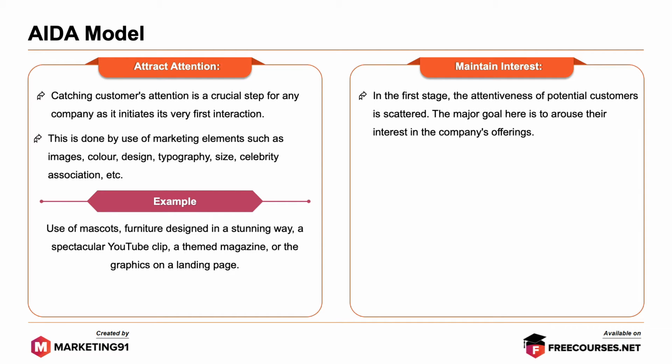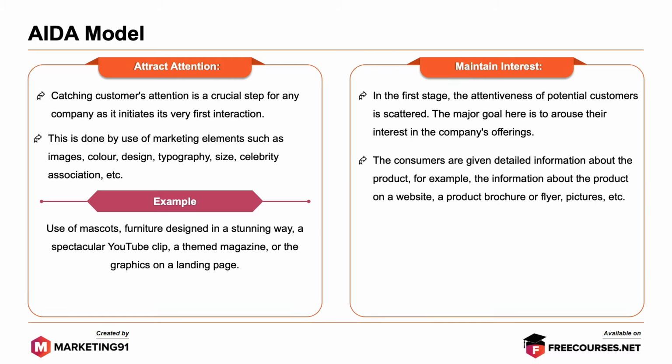Next stage, maintain interest. In the first stage, the attentiveness of potential customers is scattered. The major goal here is to arouse their interest in the company's offerings. The consumers are given detailed information about the product. For example, the information about the product on a website, a product brochure or flyer, pictures, etc.